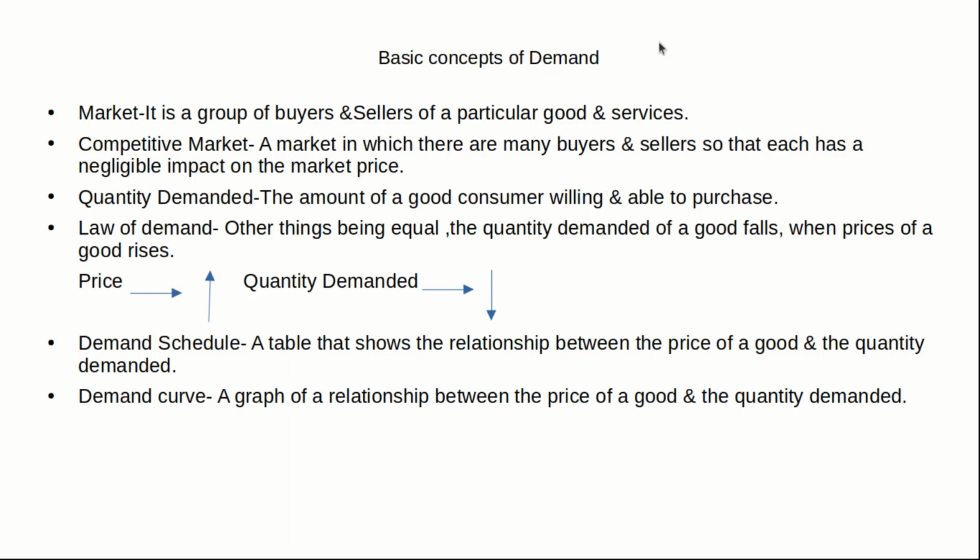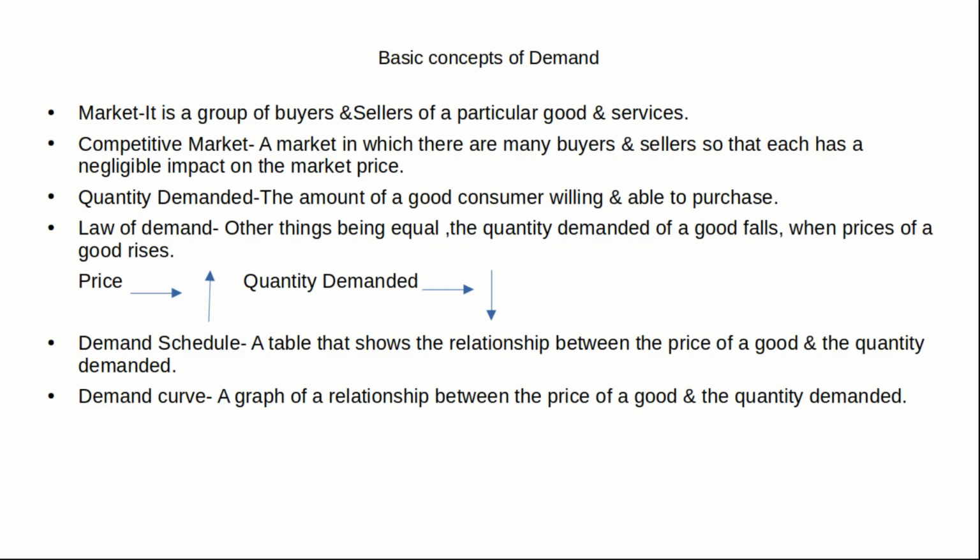Basic concepts of demand. Market. It is a group of buyers and sellers of a particular good and services. Basically it's a place. Competitive market is also known as perfect competition. It's a market where there is a large number of buyers and sellers so that each has a negligible impact on the market price. Basically, a single buyer or a single seller can't impact the price. Quantity demanded: the amount of a good consumers are willing and able to purchase is quantity demanded.